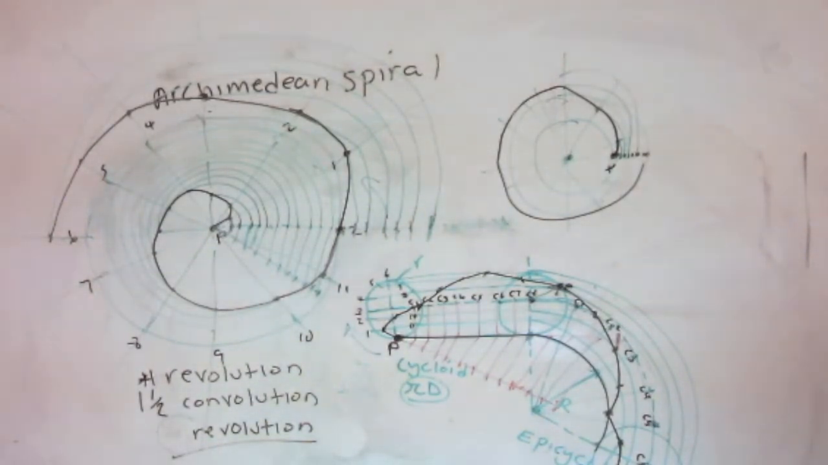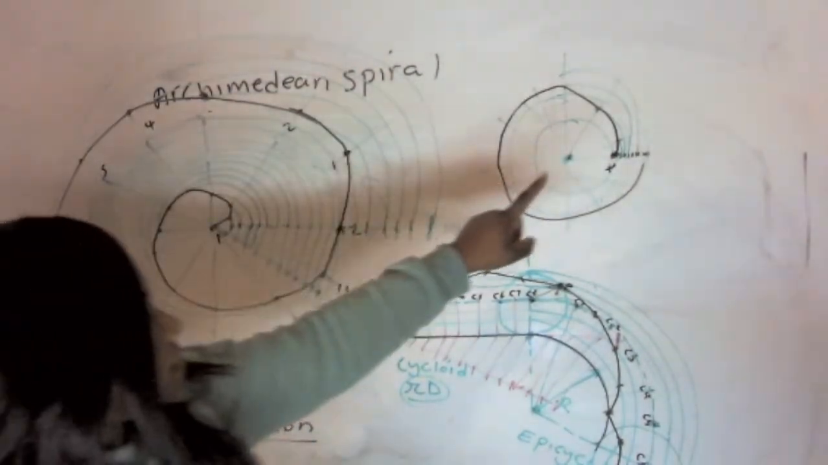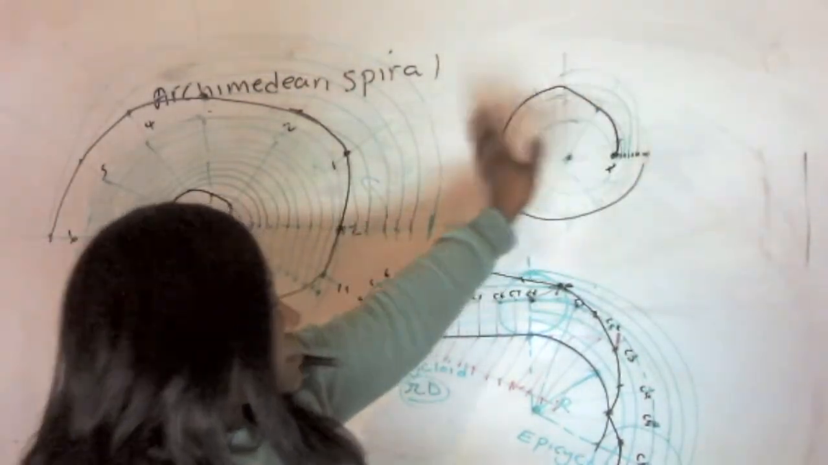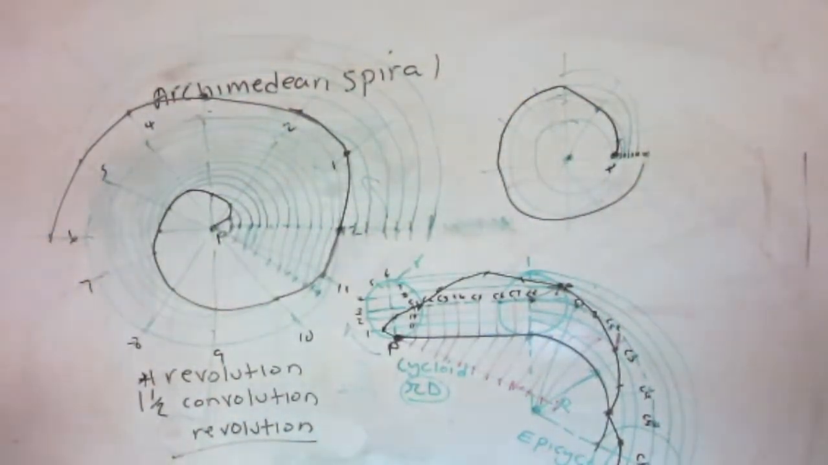We are saying Archimedean spiral is when a circle is revolving around a fixed point. And this was a fixed point here. In this case, they gave us a fixed point there. So it's not a problem. You can still get that one right.